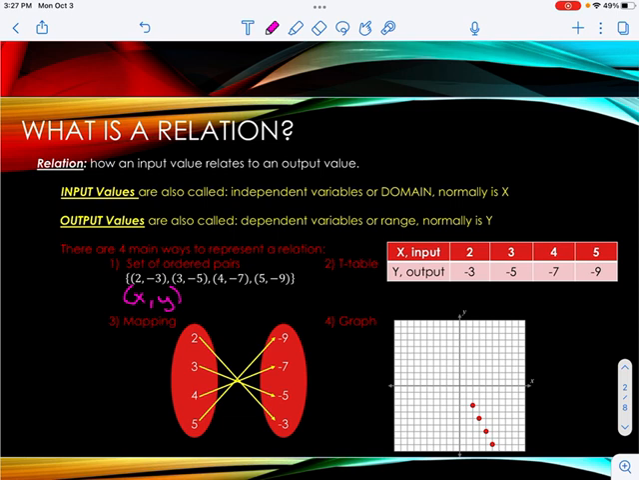The third one is the mapping. This would be our inputs. This would be our outputs. And we draw an arrow to those of how they connect. And then the fourth way is a graph. We can draw a picture here and put a dot everywhere where we would have one of these ordered pairs.